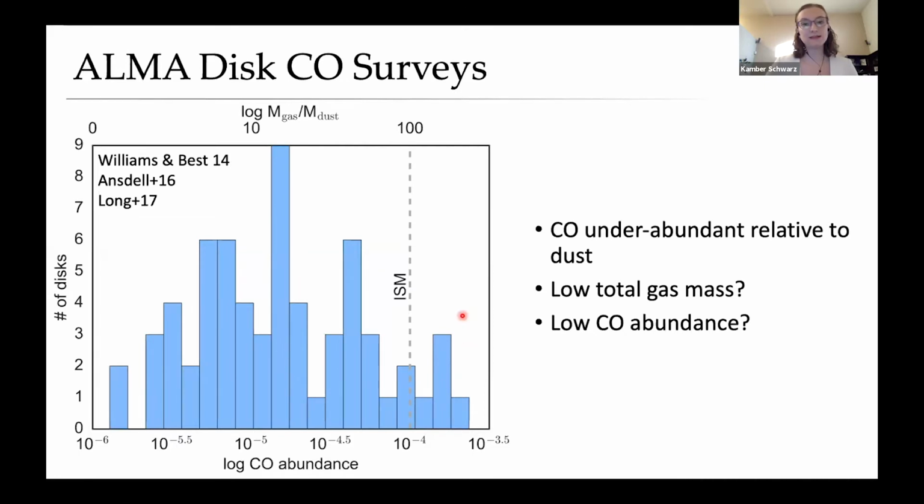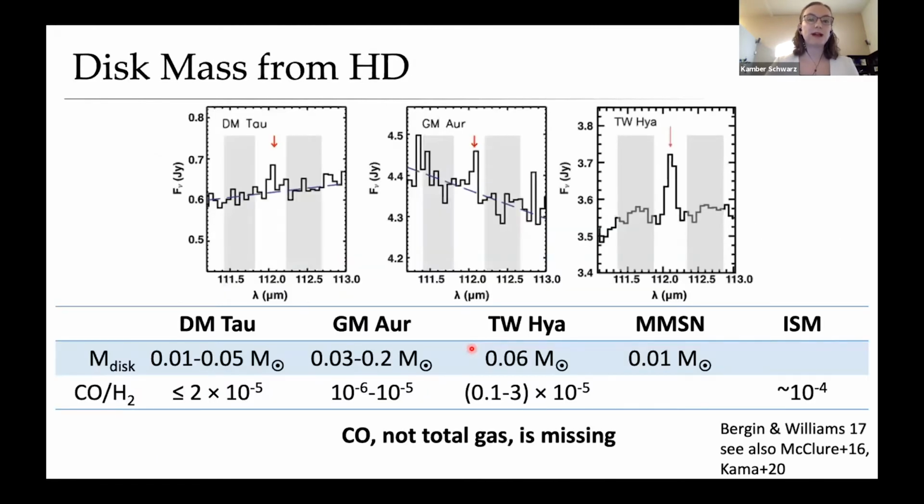It can be difficult to differentiate between these two scenarios since our main mass tracers are dust and CO, and they don't agree. However, in a few disks, we can break this degeneracy using detections of the H2 isotopolog HD. HD was detected in 3 disks with Herschel, and when we use these spatially unresolved HD detections to get disk masses, we find CO abundances relative to H2 that are between a factor of a few and 2 orders of magnitude below the ISM abundance ratio, which means that in every disk where we have this alternative mass tracer, it is the CO and not the total gas which is missing.